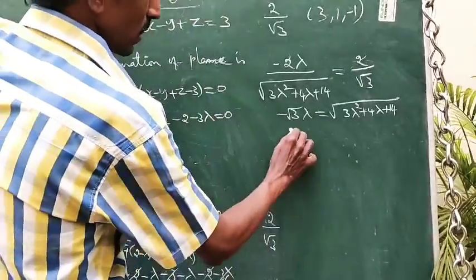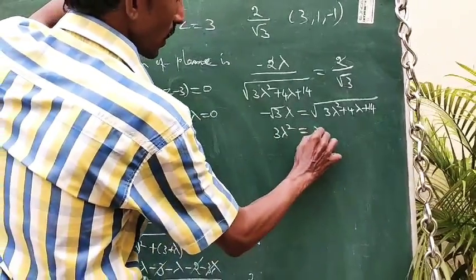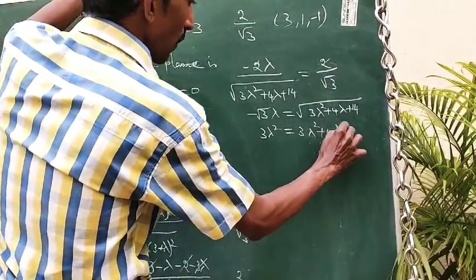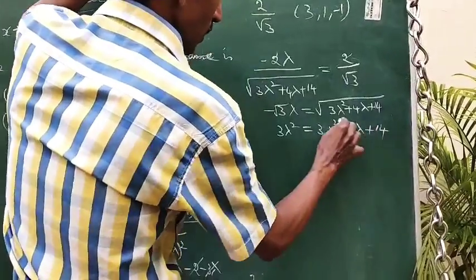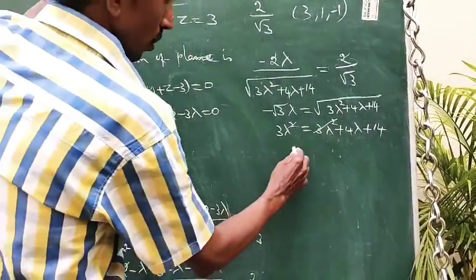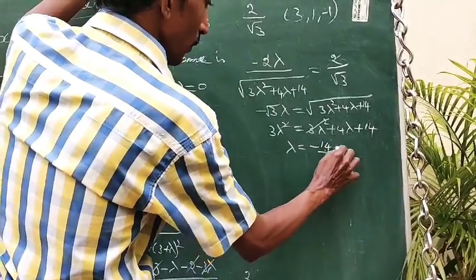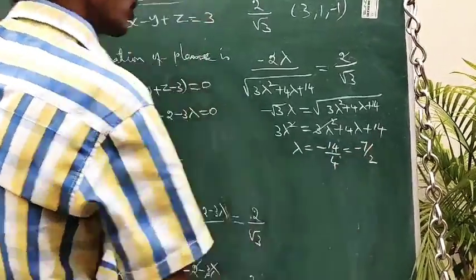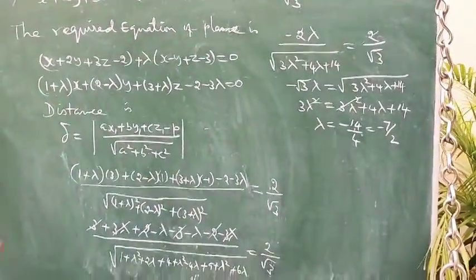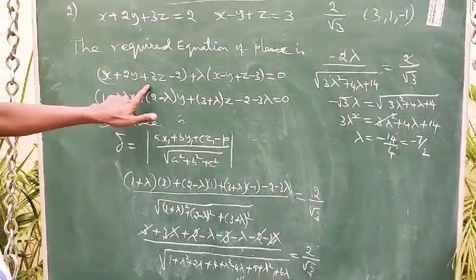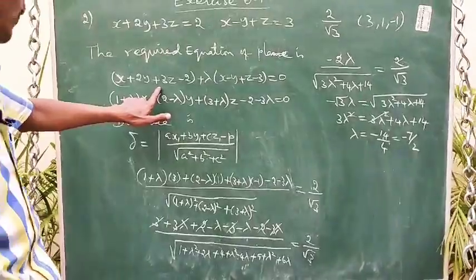Squaring on both sides, 3 lambda square equal to 3 lambda square plus 4 lambda plus 14. So cancel. So lambda equal to minus 14 by 4, it is minus 7 by 2. So we are getting lambda equal to minus 7 by 2. Once again put that value here.